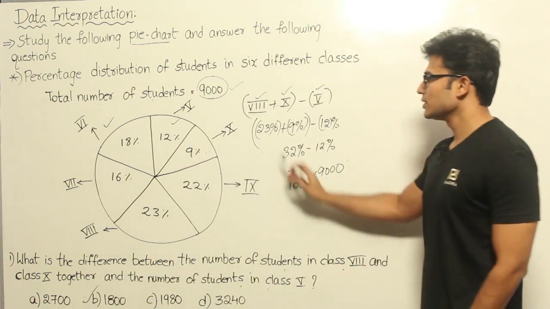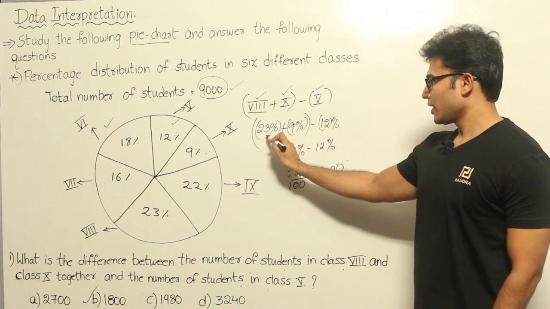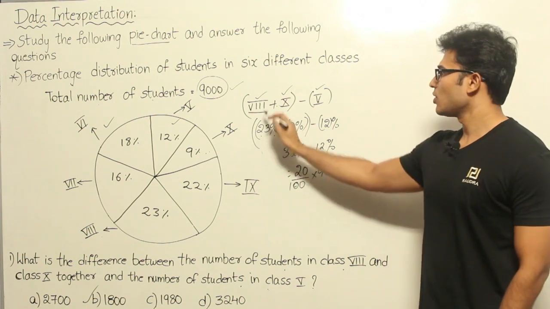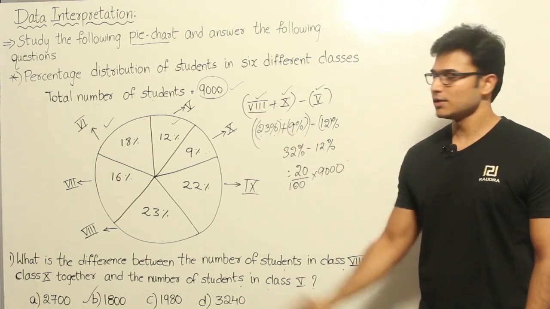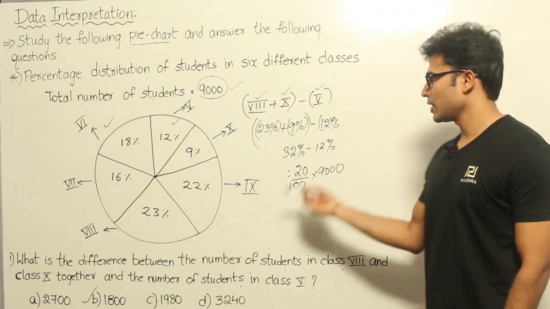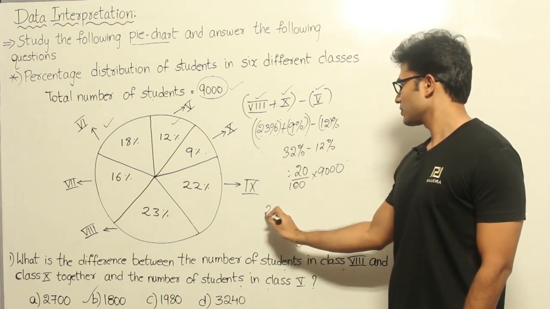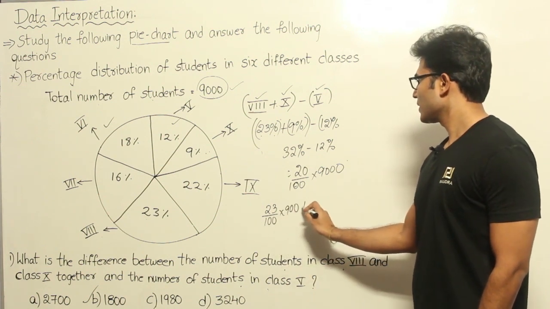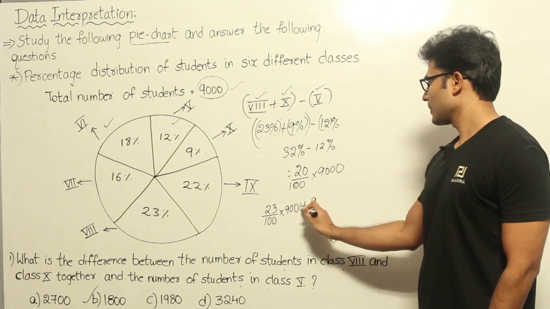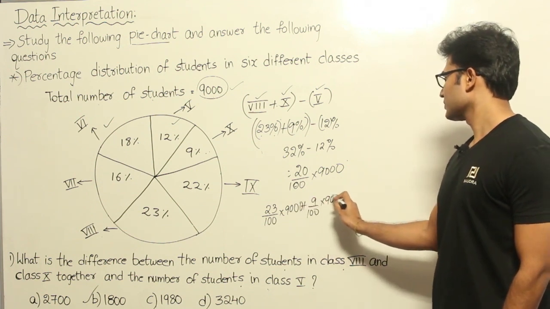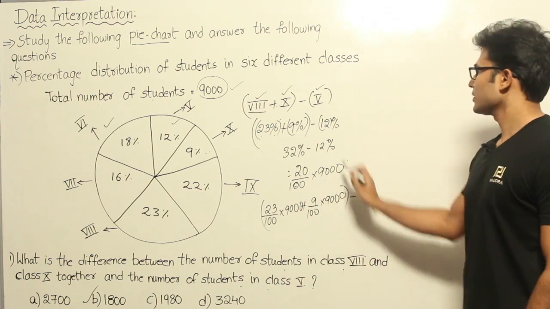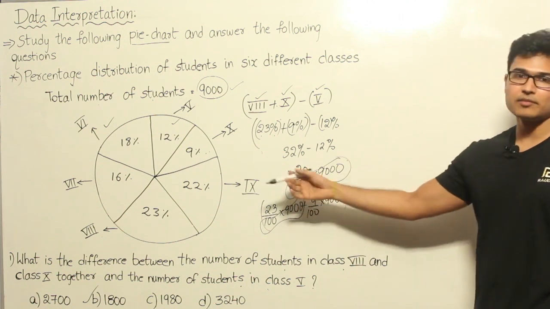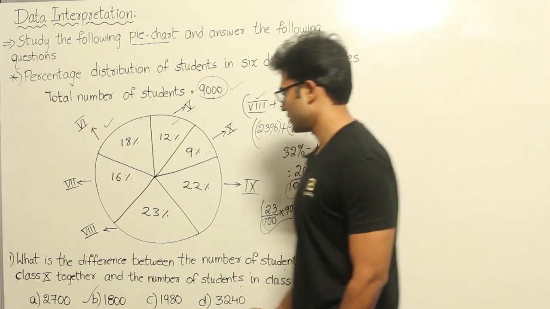Got it? So how did you do this? You are writing 23%. Here you are supposed to write 9,000. I didn't write it. So how many students will be present here in class 8? 23% of 9,000. If you want a clear explanation, you can write it this way: 23 by 100 into 9,000 plus 9 by 100 into 9,000 minus this entire thing, 12 by 100 into 9,000. So these two factors I am adding at the end without adding them at the beginning. Got it? So you are going to get 1800 in the answer.